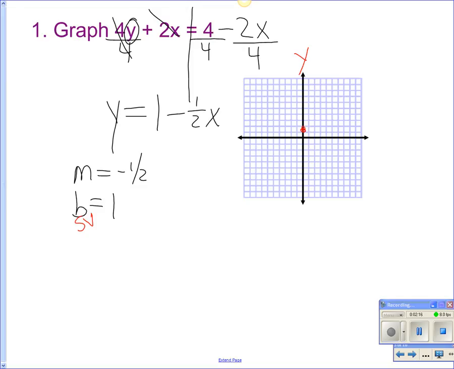I'm going to start at 1, and I'm going to go down because it's negative. I'm going to go down 1 block and over 2 blocks. Okay, so I'm going to start here. I'm going to go down a block and over 2 blocks, and that's where I put my next point. And that's how I graph that line.